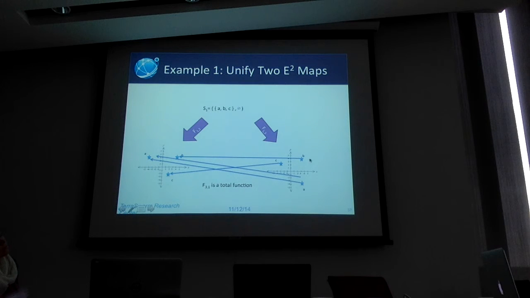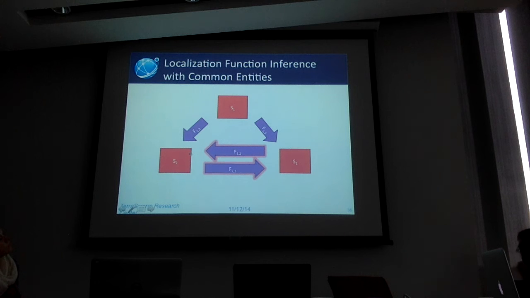So I've drawn arrows between each of the stars, but I also drew an angle here to represent the fact that this is actually a total function. Now we can take any arbitrary point in this space and map it onto here just because of the correspondence we have in the localization functions up here. So we can infer something in this direction by doing that.